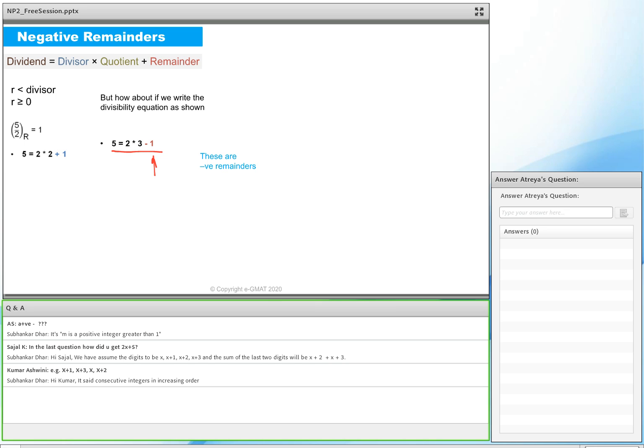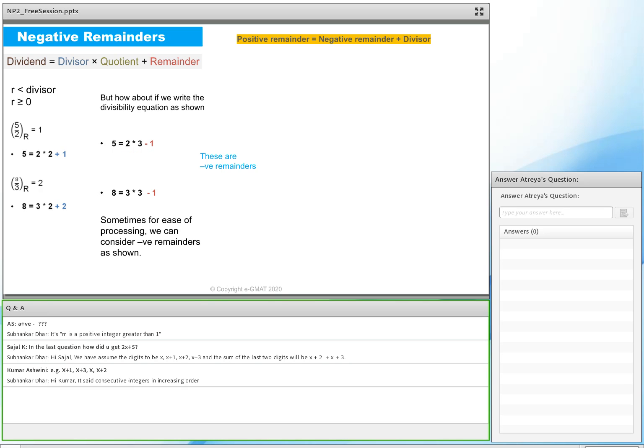But before that, let's understand negative remainders by taking another example, which is 8 by 3. When I divide 8 by 3, I get a positive remainder of 2. But I can also write 8 as 3 times 3 minus 1. So here the negative remainder is equal to minus 1. Now, essentially, the positive remainder is nothing but the negative remainder plus the divisor.